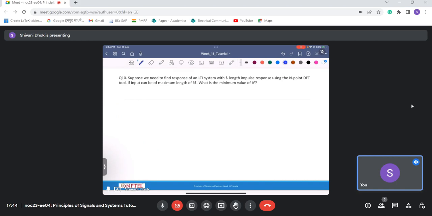Suppose we need to find the response of an LTI system with L length impulse response using an N-point DFT tool. If input can be of maximum length of M, what is the minimum value of N that we can use? From where is this question coming? Basically I have an LTI system here, and let's say its impulse response is hn. And I have a signal xn, and let's say I have yn. And this yn is basically xn convolved with hn. So this is linear convolution.